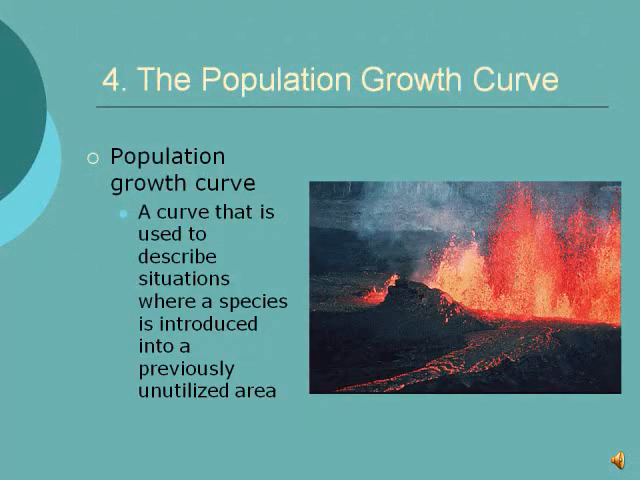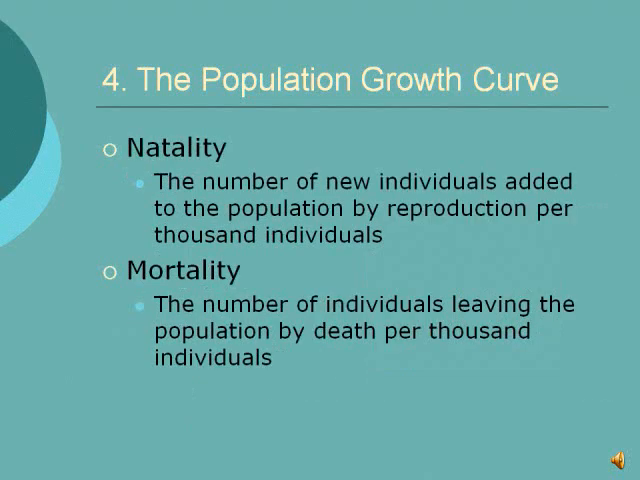The population growth curve. This is a curve that's used to describe situations where a species is introduced to a previously unutilized area. You have natality and you have mortality. Natality is the number of new individuals added to the population by reproduction per 1,000 individuals. Mortality is the number of individuals leaving the population by death per 1,000 individuals. So this is not on an individual number basis. This is a per 1,000 individuals basis.